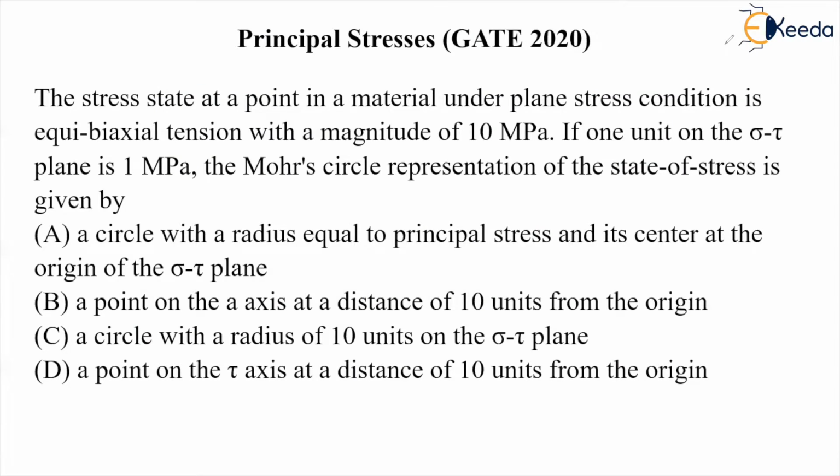The stress state at a point in a material under plane stress condition is equibiaxial tension with a magnitude of 10 megapascal. If one unit on the normal stress and shear stress, sigma and tau plane, is 1 megapascal, the Mohr circle representation of the state of stress is given by four conditions.